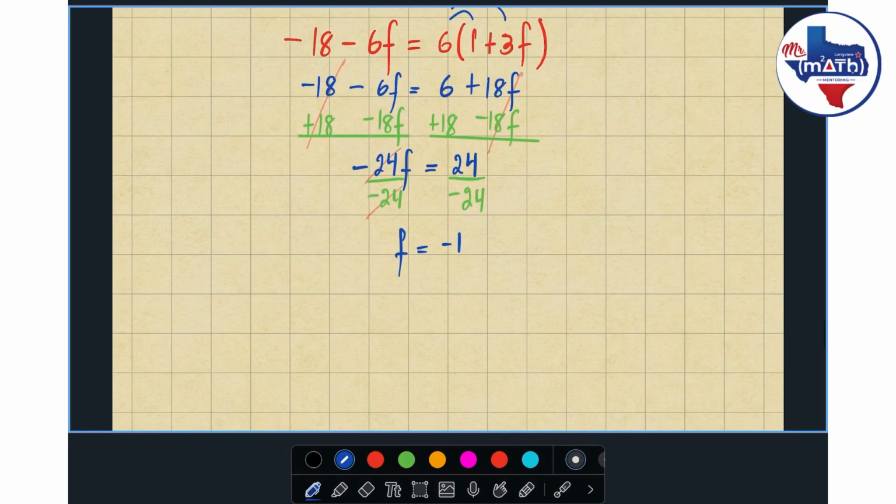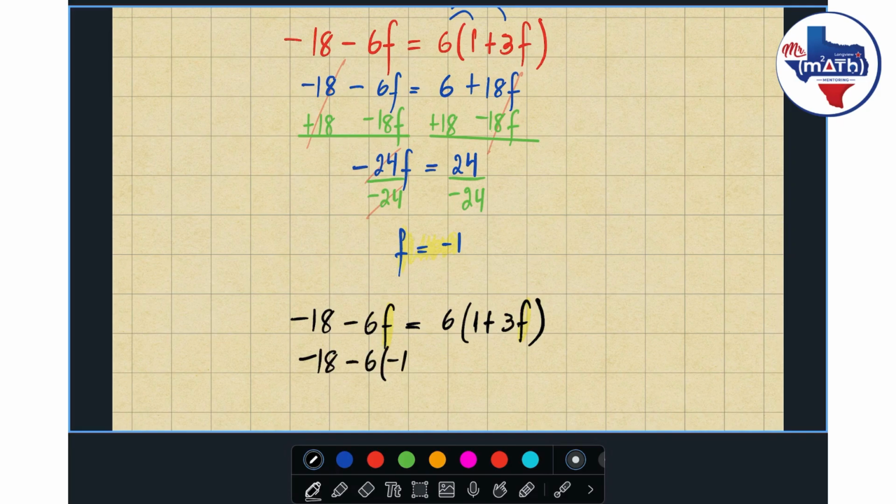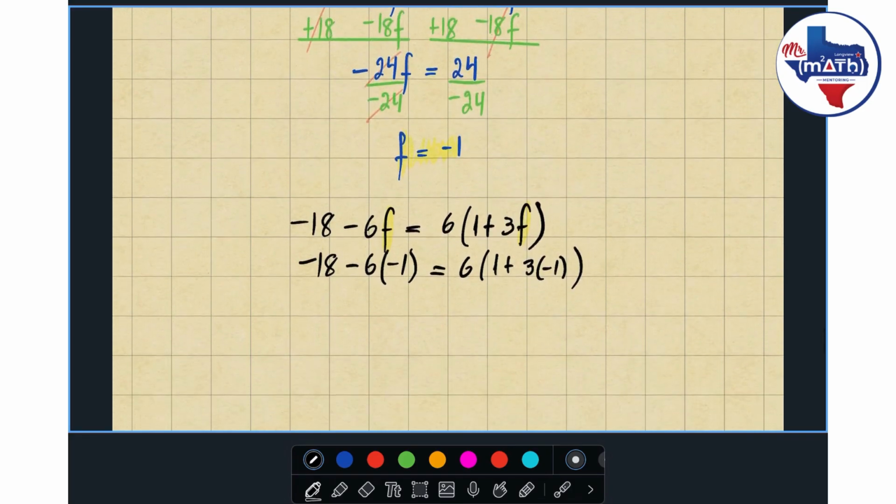Let's go ahead and start our verification. Okay, for our verification, we copy the same expression, negative 18 minus 6f equals 6 times (1 plus 3f). Okay, what are we going to do here? Wherever f is mentioned, we're going to replace it by the value that we just found, negative 1. Okay, so we'll have negative 18 minus 6 times negative 1 equals 6 times (1 plus 3 times negative 1). Okay, let's continue solving.